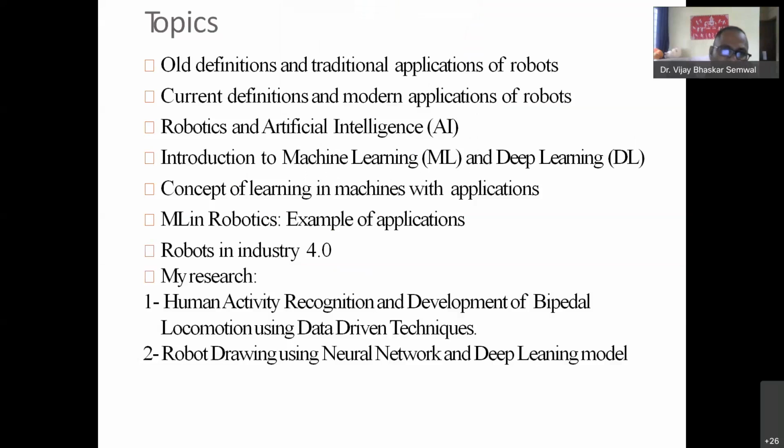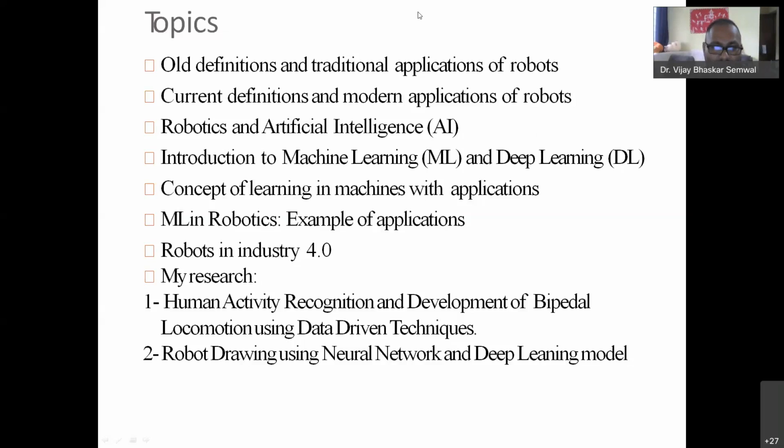So in the introduction to AI robots, I'm going to cover some definitions, old definitions and teaching. I'm going to summarize the robotic portion here: traditional robot applications, the modern AI robot application, the current definition and modern applications of robots. We'll see how robotics and artificial intelligence work together. Then we'll introduce deep learning and machine learning, which is connectionist AI. Earlier we had rule-based AI. Now we have connectionist AI, in which we use data-driven techniques through machine learning and deep learning. So we are evolving.